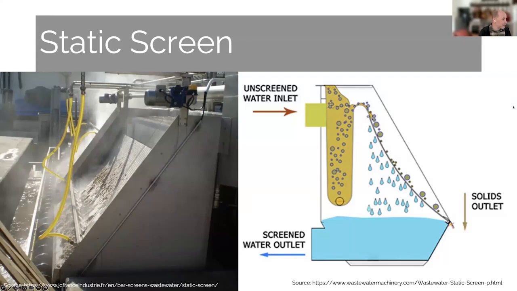And if you look at the left-hand picture, you can see there's some sprayers there to help facilitate that. And then there's a worm screw at the bottom that takes all of the detritus that comes off of that screen and moves it on for further processing. One of the advantages of this type of system is it basically has no moving parts other than the pumps and the worm screw at the bottom.